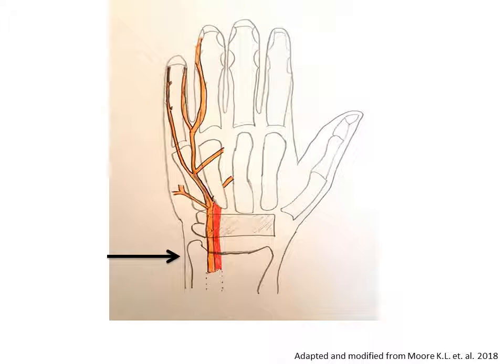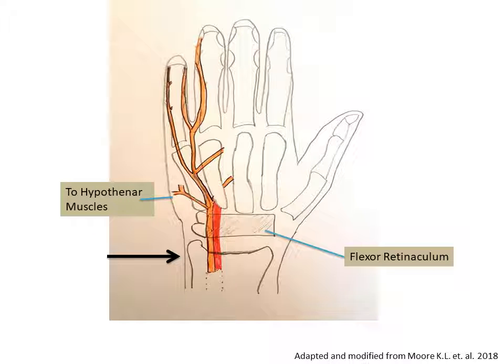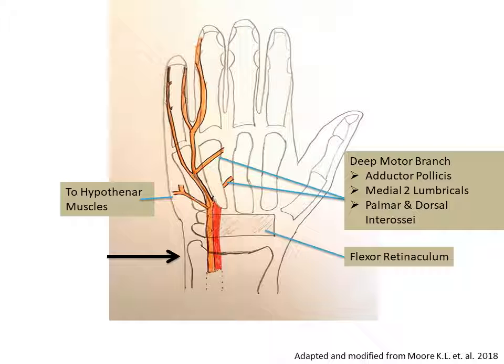As I mentioned earlier, the ulnar nerve enters the wrist, lying superficial or above the flexor retinaculum. It then gives off several branches. Firstly, to the hypothenar muscles, otherwise known as the muscles that are attached to the little finger. Then it gives a deep motor branch to the lumbricals, the palmar and dorsal interossei, as well as the adductor pollicis. Only the medial two lumbricals are supplied by the ulnar nerve. The rest are supplied by the median nerve.